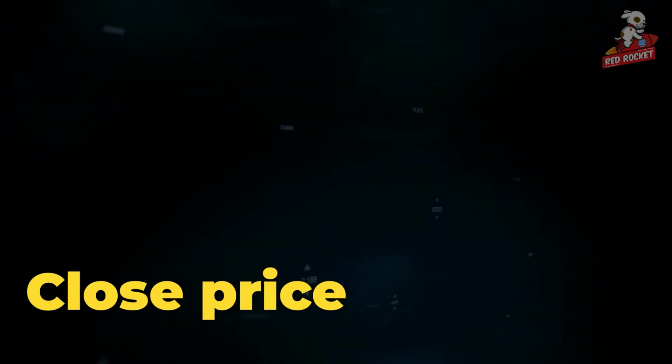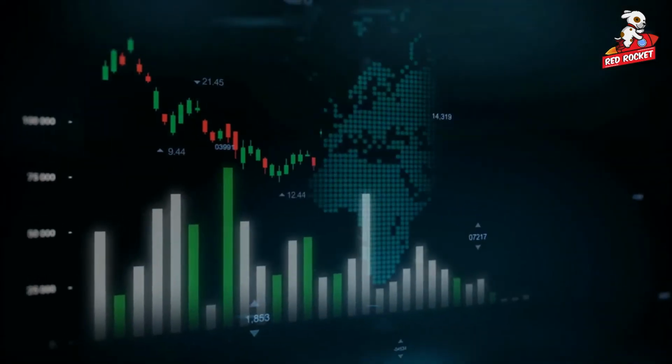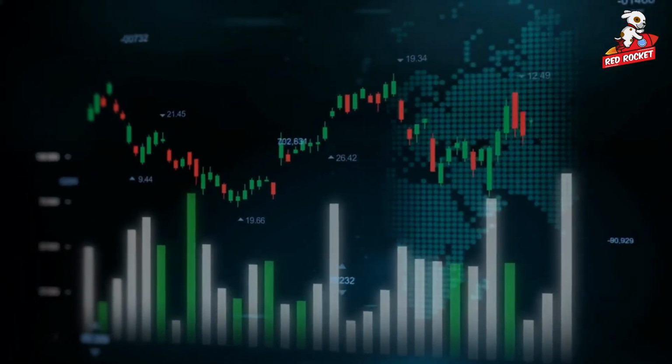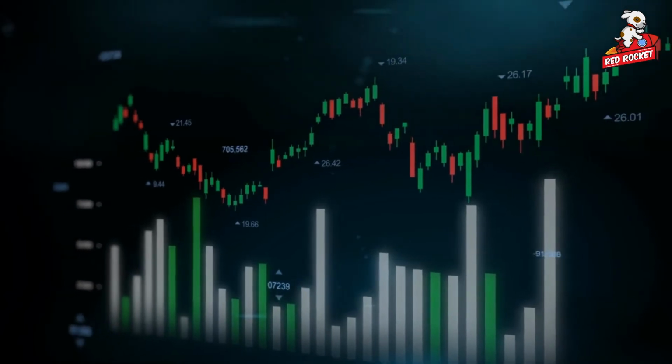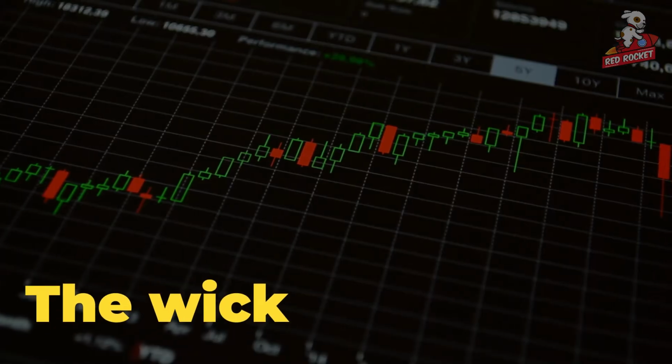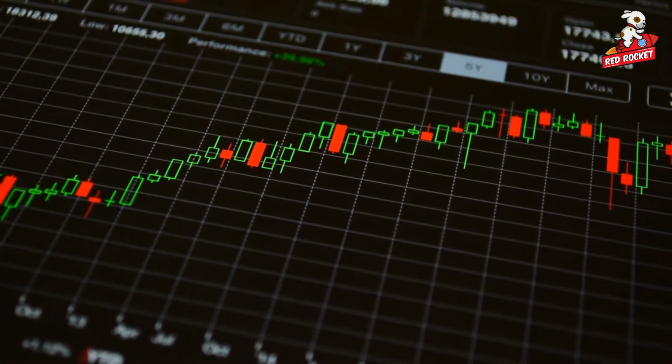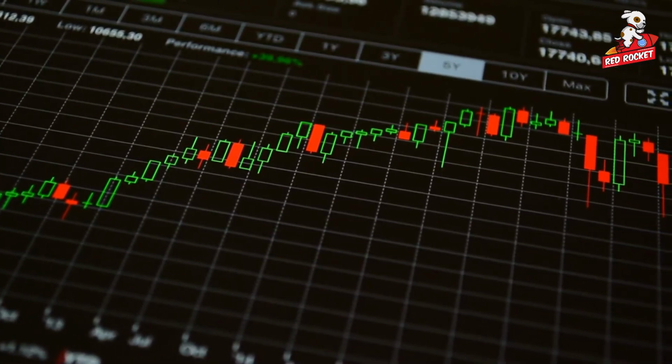Close price, this is the last price traded during the candle formation period. If the close price falls below the open price, the candle will turn red, and green or blue if the close price rises above the open price. The wick, also referred to as shadow. They are points on the candle that indicate the price extremes for a certain charting period.